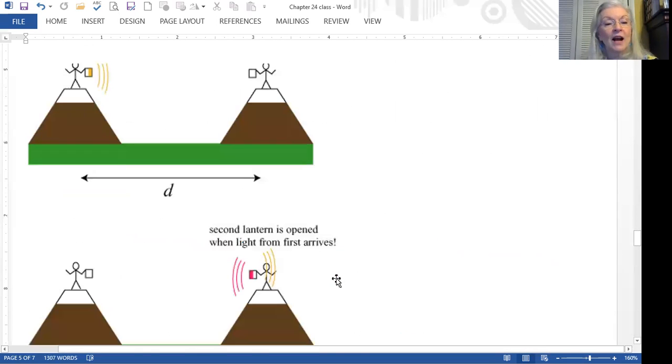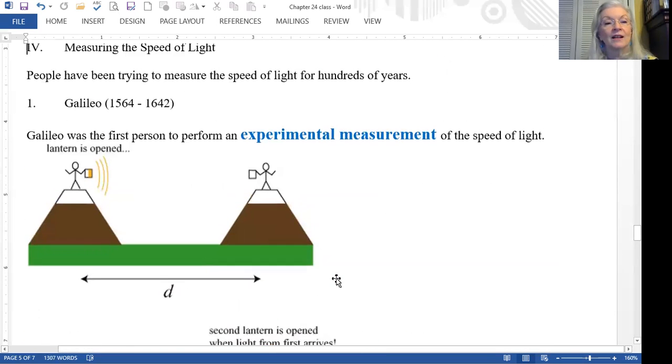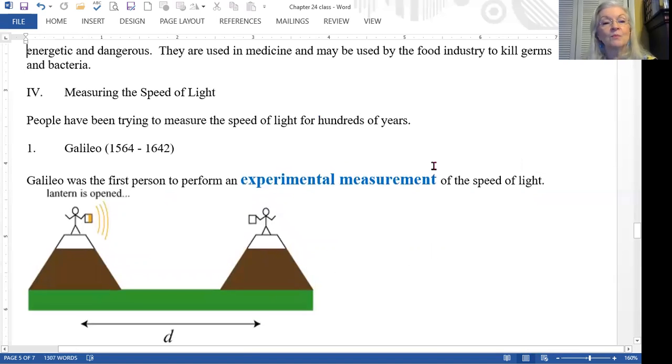So let's talk about how we measure. Whoops, I overshot. I got carried away. Let's talk about measuring the speed of light. So one of the things in physics we have spent a lot of time on is measuring the speed of light. People have been trying to do it for hundreds and hundreds of years.